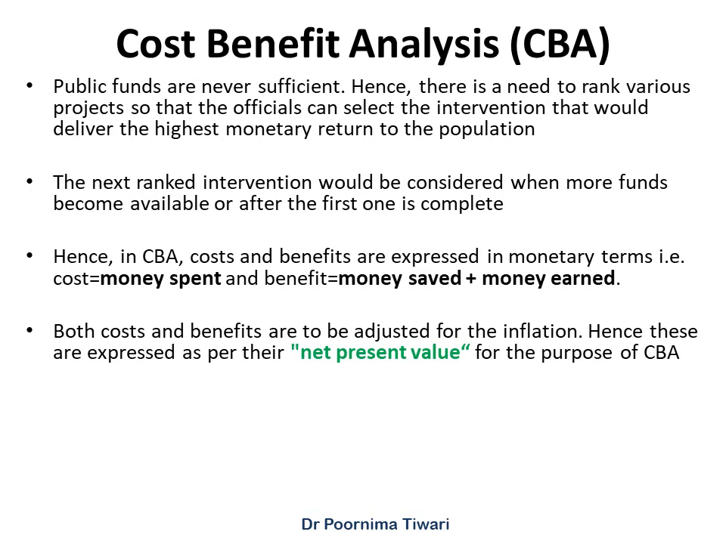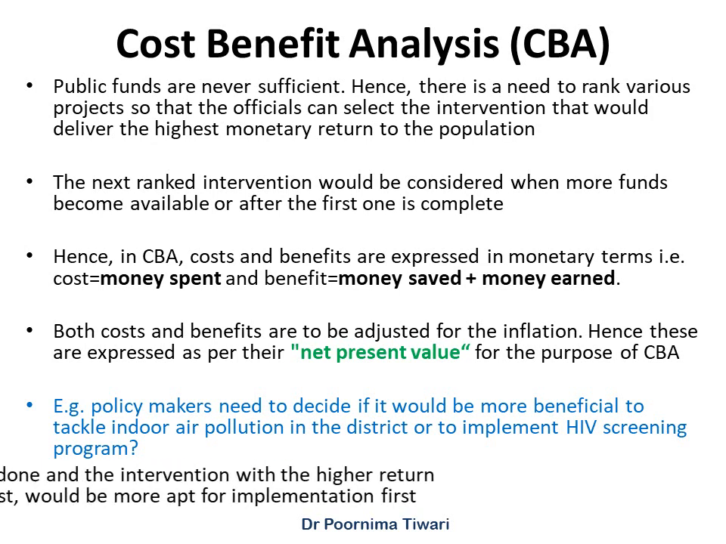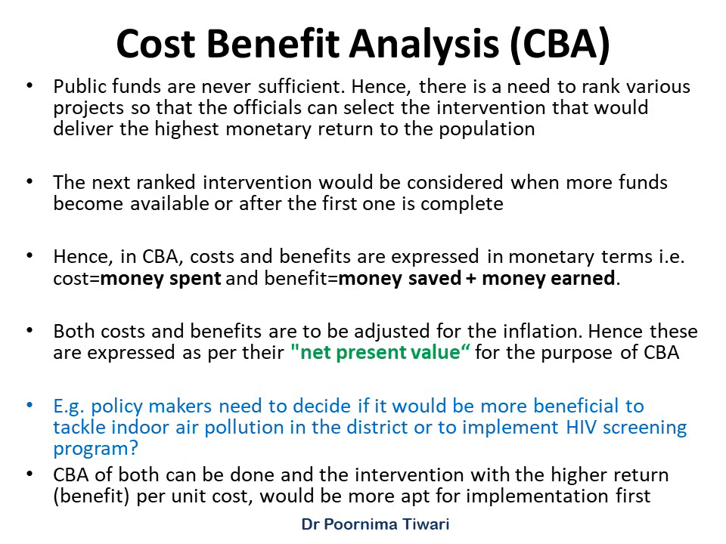One example can be that the policymaker may need to decide if it will be more beneficial with a given budget to tackle indoor air pollution in a district or to implement an HIV screening program. So cost benefit analysis of both the interventions can be done, and the intervention which is shown to have a higher return in terms of money per unit cost would be more apt for implementation at the first go.